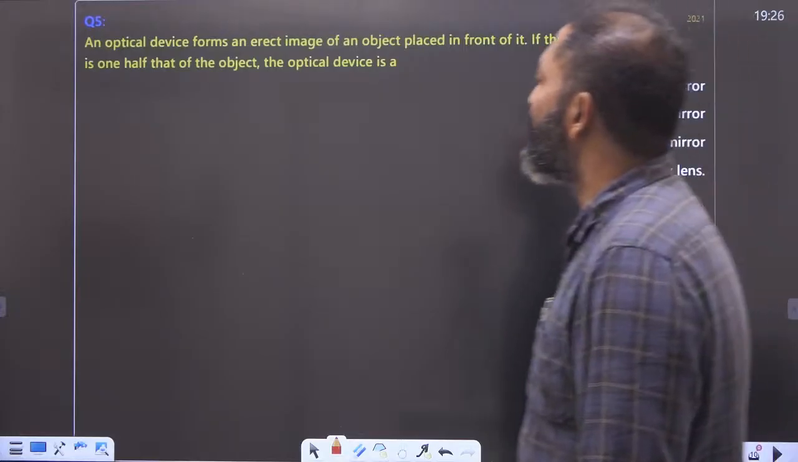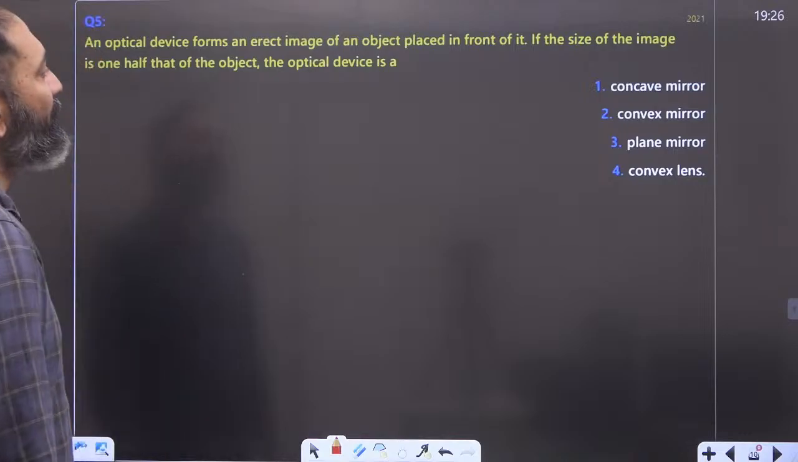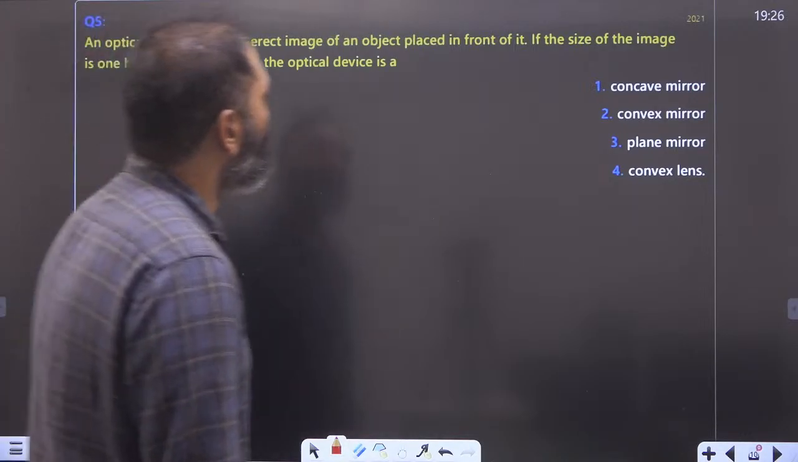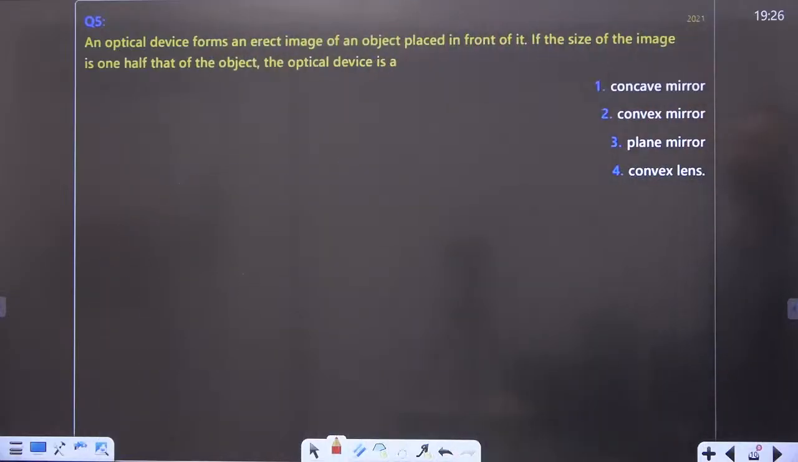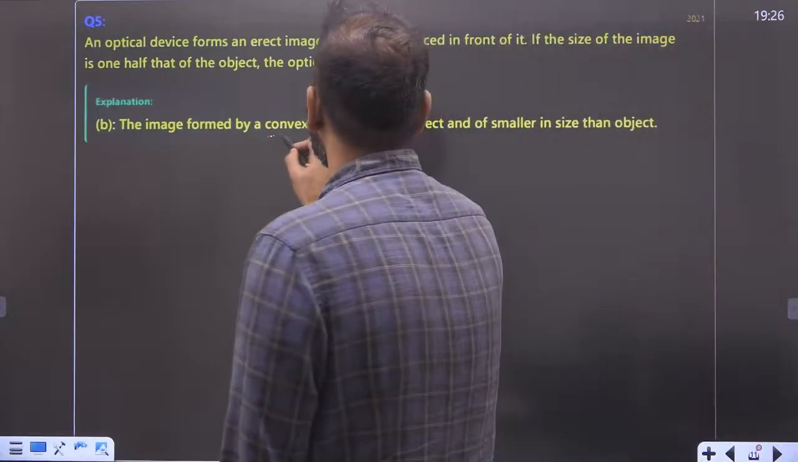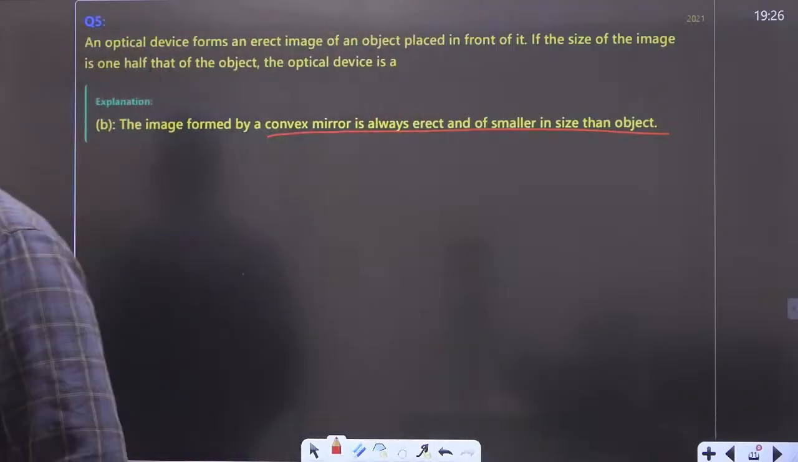An optical device forms an erect image of an object placed in front of it. If the size of the image is 1/2 of the object, what is the optical device? Now let's see. The image formed by a convex mirror is always erect and smaller in size.